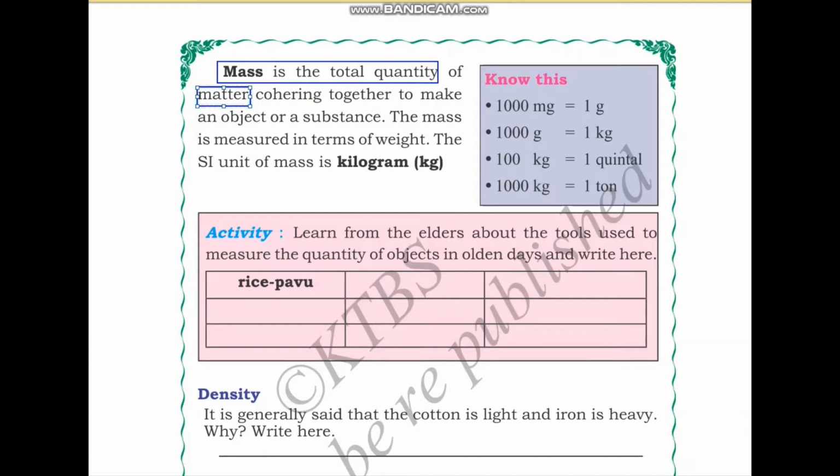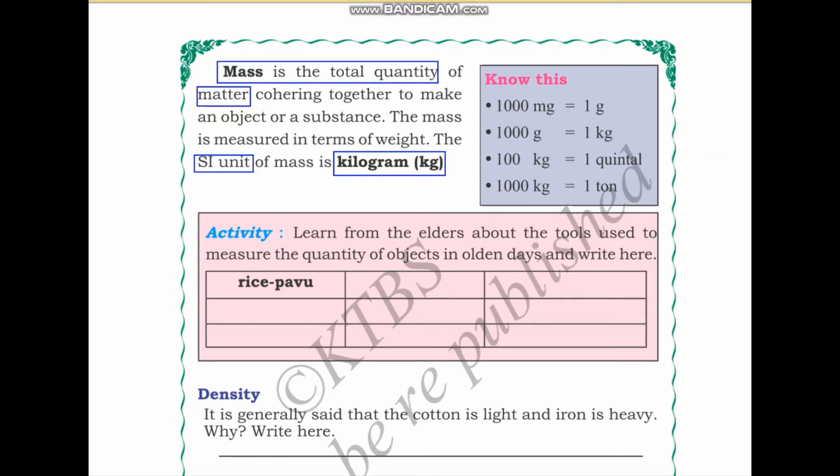The mass is measured in terms of weight. The SI unit of mass is kilograms. SI means International System of Units. SI units are created to make sure that there is a standard all over the world. Supposing when you grow up, you go out to study somewhere and you want to buy rice, there also you can use the term for mass, that is kilograms. So SI units are created to ensure that there is a standard all over the world.